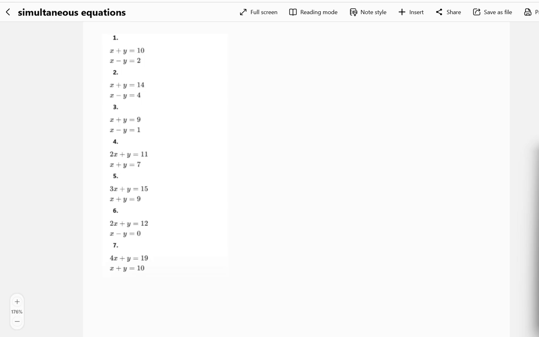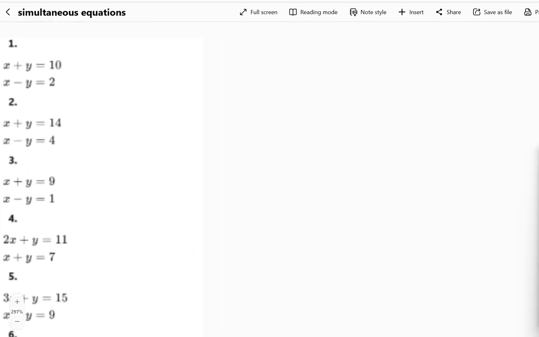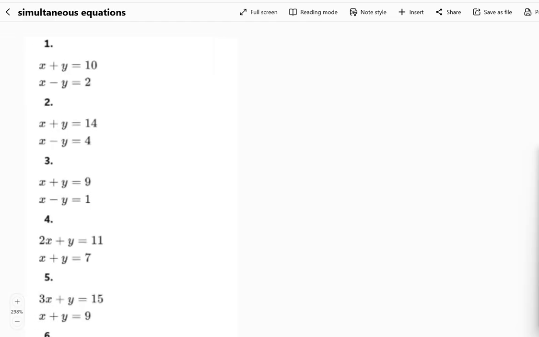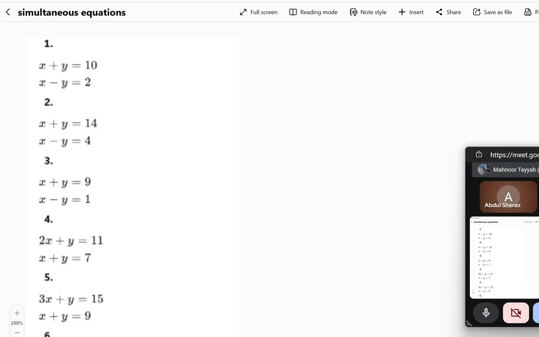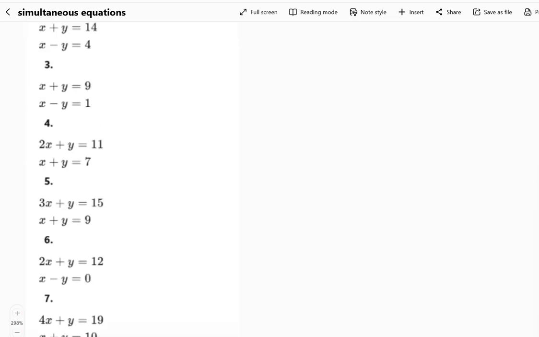So today we're gonna do simultaneous equations. Let's start with what simultaneous equations are. There are some questions right here, and as you can see, simultaneous equations are like two linear equations with two variables.